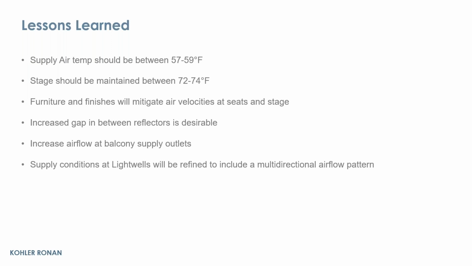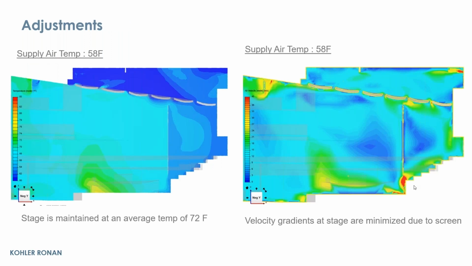Stage to be maintained about 70 to 74 degrees. Obviously, we saw that there's a lot of these red spaces, but now we realize there's people over here, furniture, chairs, lots of finishes and fixtures that will really make it a lot smoother than you see. There's a lot of turbulence over here, but in reality, it will be even smoother.